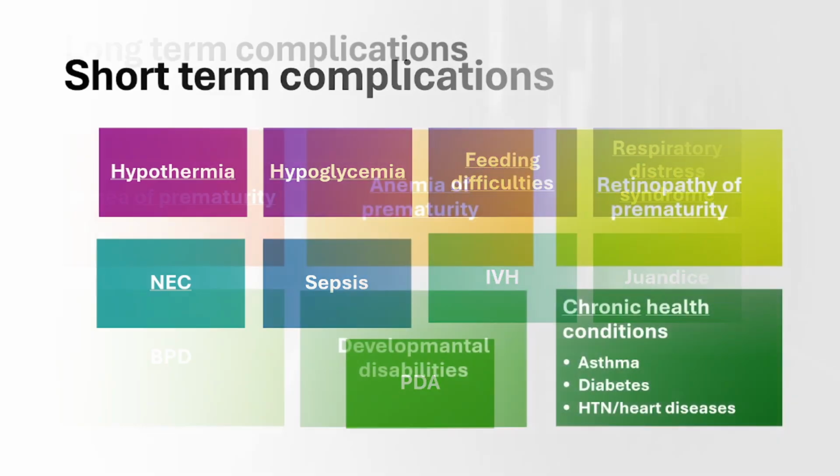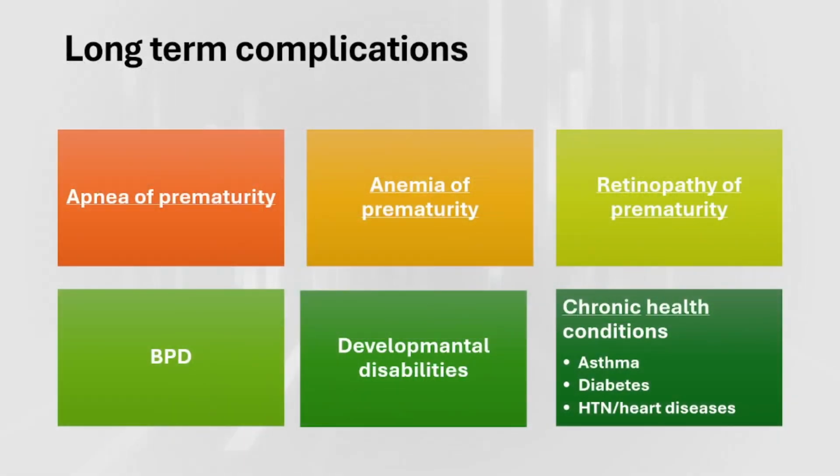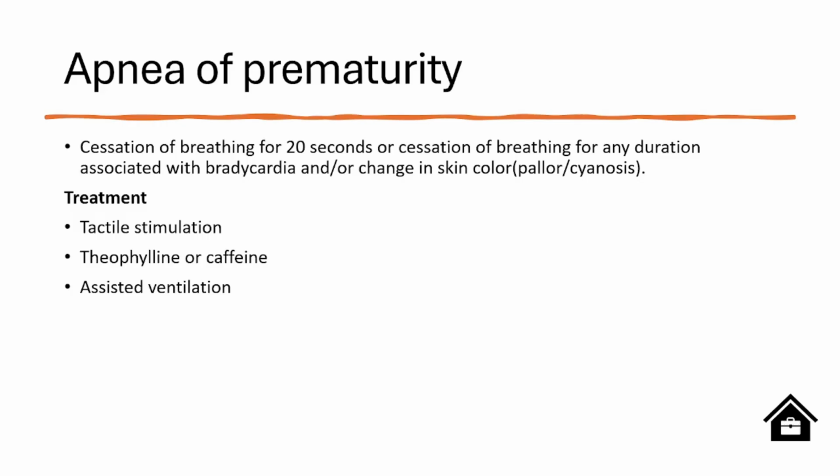Long-term complications include apnea of prematurity, anemia of prematurity, retinopathy of prematurity, bronchopulmonary dysplasia, developmental disabilities, or certain chronic health conditions like asthma, diabetes, or hypertension. Apnea of prematurity is defined as cessation of breathing for 20 seconds or cessation of breathing for any duration that is associated with bradycardia and or change in skin color in the form of pallor or cyanosis. It is very important to differentiate apnea of prematurity with periodic breathing of the newborn. In periodic breathing, there is no associated bradycardia or any change in skin color.